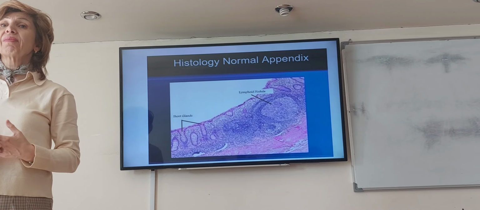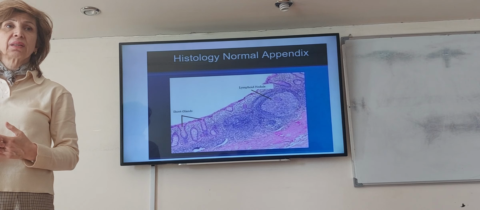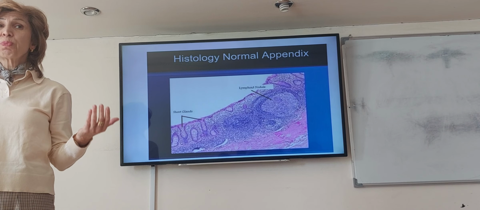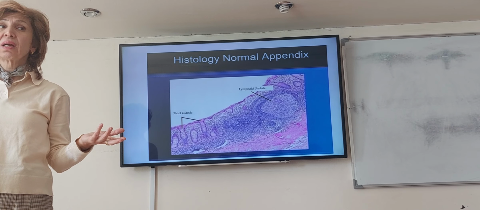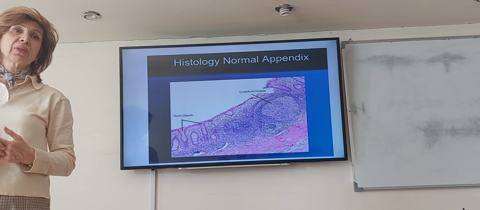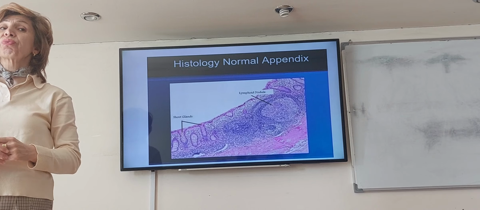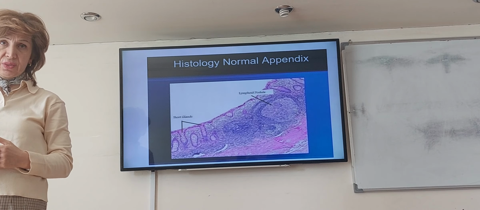What's the hallmark of acute appendicitis? What will I see? It's acute, it's purulent. So what will I see? Pus. But what is it? Neutrophils in all layers. Please remember this. It's not only in the mucosa. I must see neutrophilic infiltration in all layers.